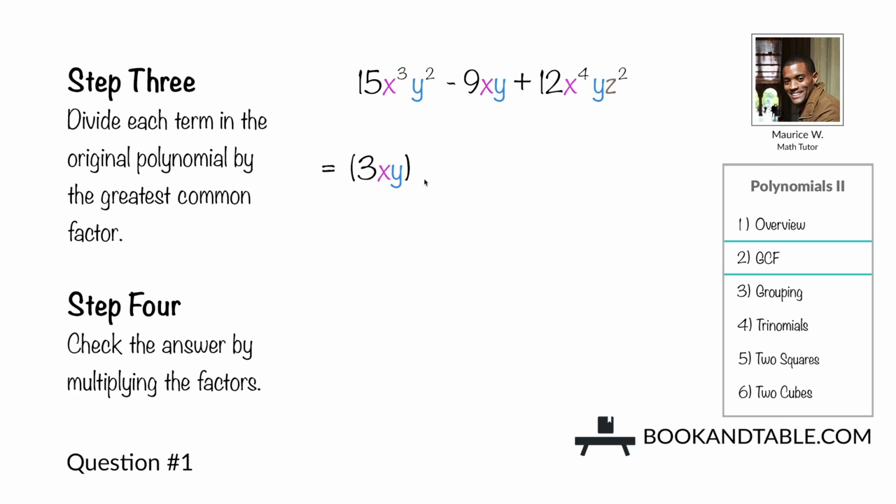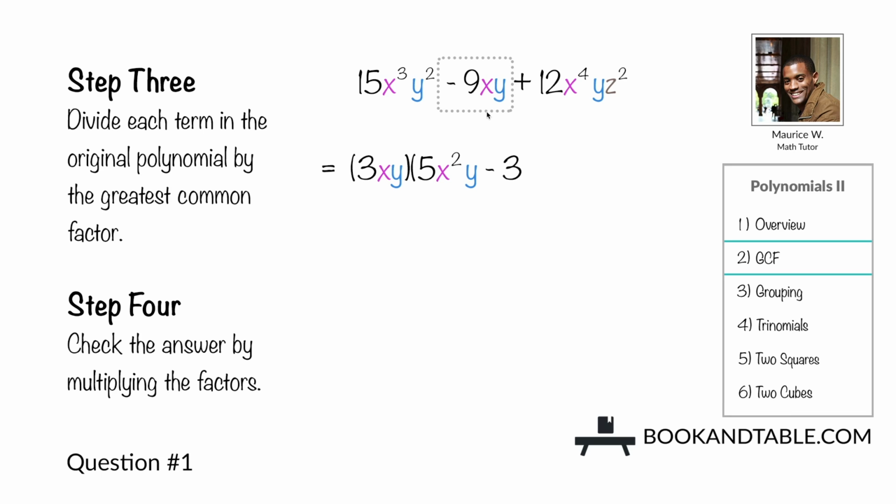And now to figure out the second factor for this polynomial, you want to divide each term in the original polynomial by the greatest common factor, 3xy. When you do so, we get 15 divided by 3, which is 5. X to the third divided by x is equal to x to the 3 minus 1, which is 2. And y to the second divided by y is equal to y to the 2 minus 1, which is 1.